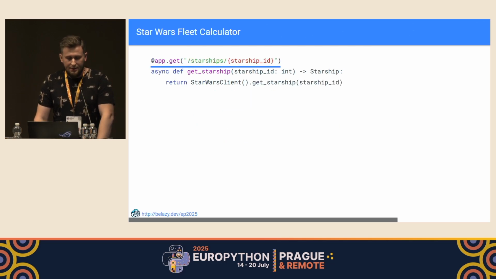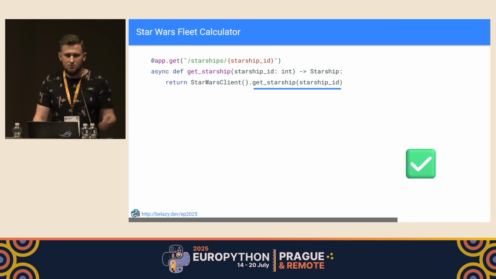So I need to build an endpoint. So just decorate the function, initialize the client, call the get Starship, and the test is passing. So with static data, I just built the whole flow, checked if everything is correctly configured, and it is.